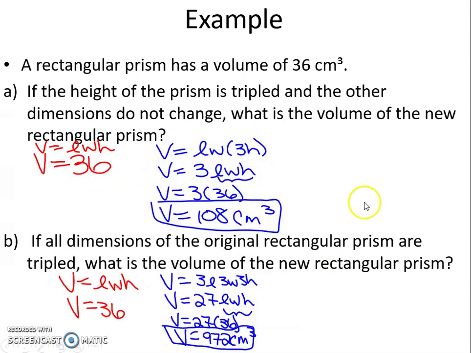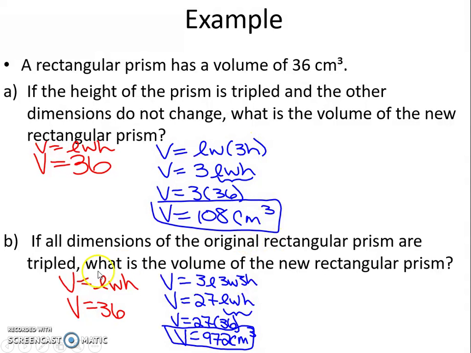And then another one, if a rectangular prism has a volume of 36 cubic centimeters, if the height of the prism is tripled and the other dimensions do not change, what is the volume of the new rectangular prism? So you just do 36 times 3, because for the height, let's say you have a prism and you just triple it on top of each other, then you just get 3 more on top. So just multiply the volume by 3, that's 108.